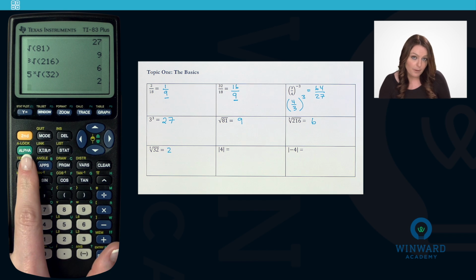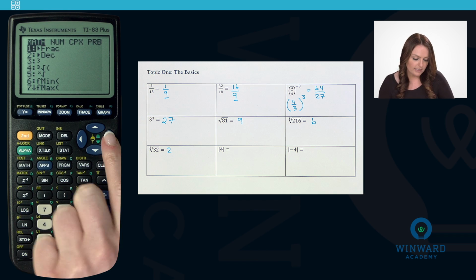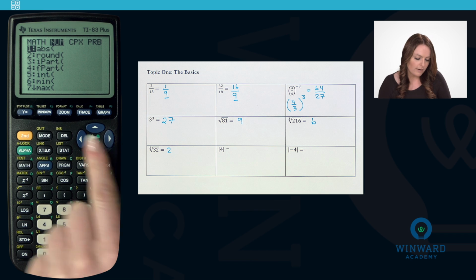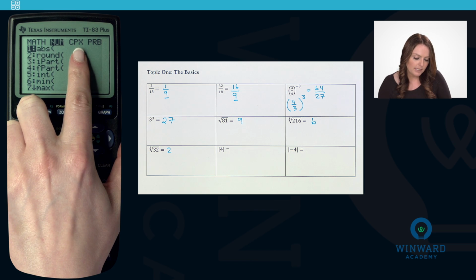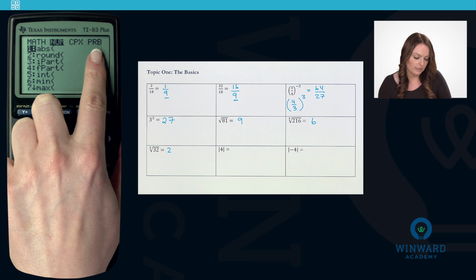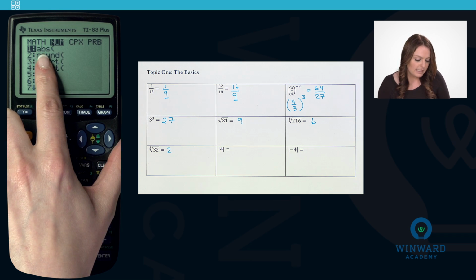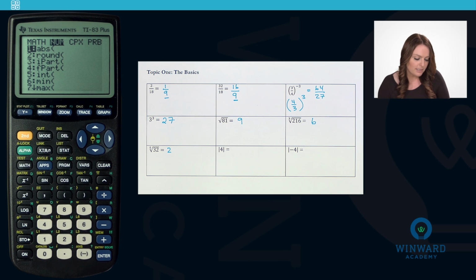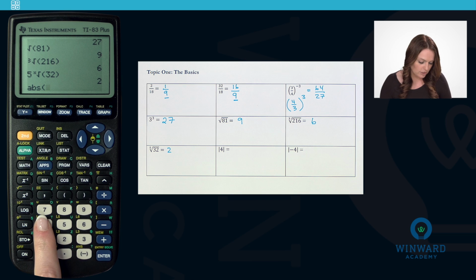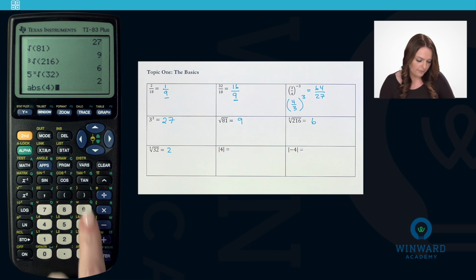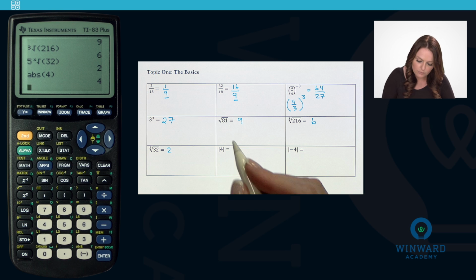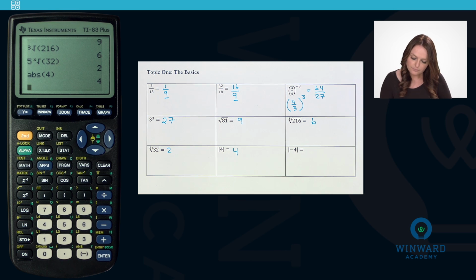So you press the math button and then you click to the right. If you see that top row, we have math, num, CPX, and then PRB for probability. We're going to go to that second option of num. And then the very first option there is ABS parenthesis, that means absolute value. So if you choose that first option, all you have to do is put in the 4, close parenthesis, and you get that the absolute value of 4 is 4.